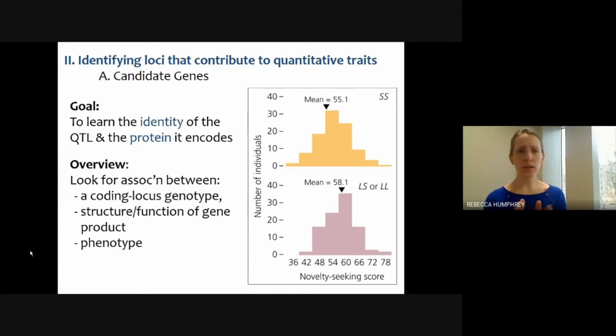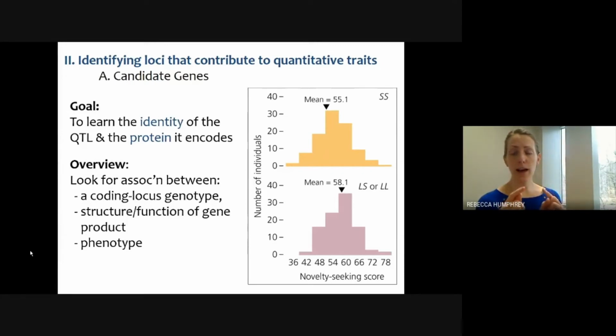So you're looking for an association between a genotype and a gene product, either the structure of the gene product, maybe the function of the gene product, and the phenotype that that causes. So maybe you know something about a phenotype, and you know something about a gene product, and so you're trying to find the area of the genome that codes for that protein product. Maybe you know a place in the genome and you're trying to figure out what that gene does.